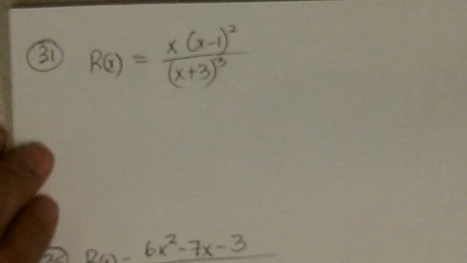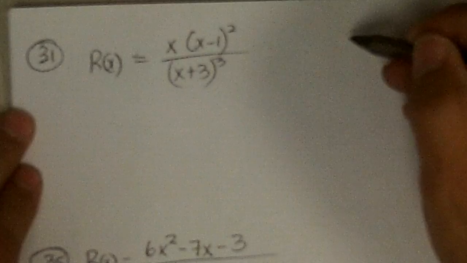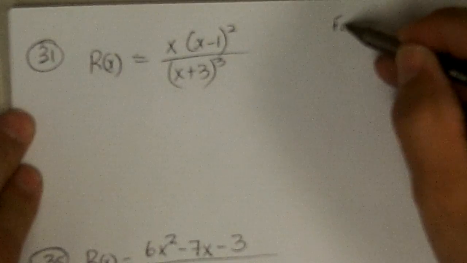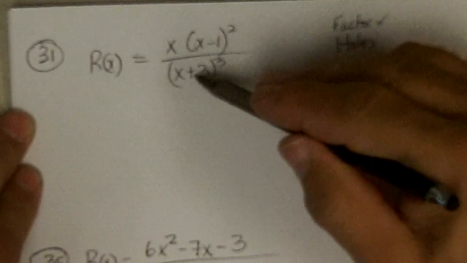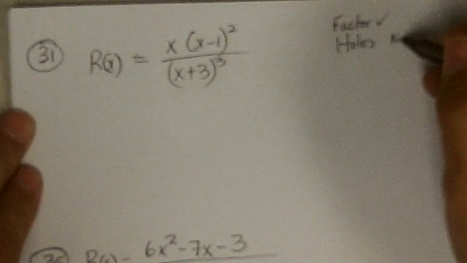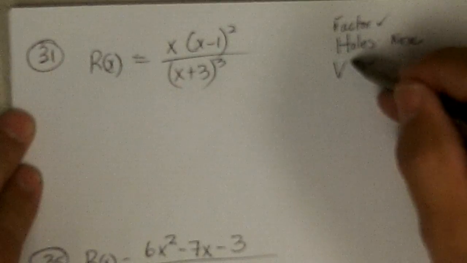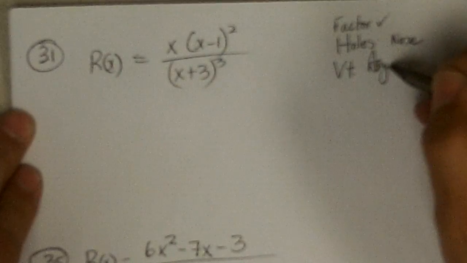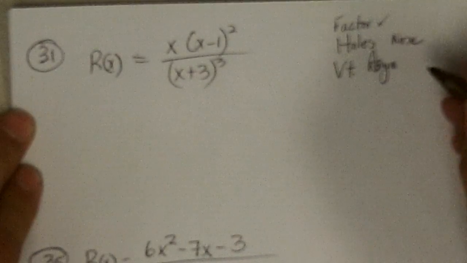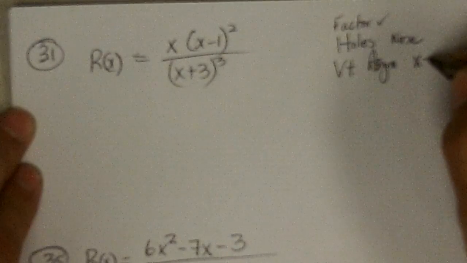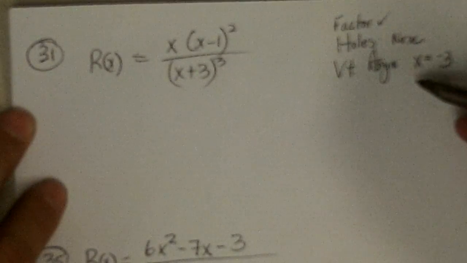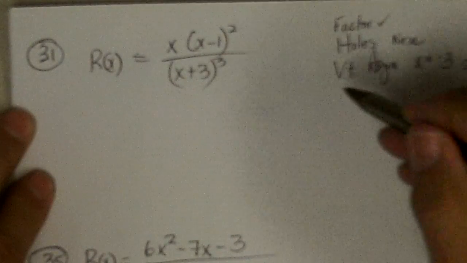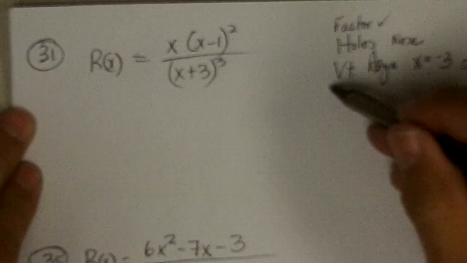That's 20. 31. So, first of all, factor. Well, these are all factored. And are there holes? No matching factors, so none. Then we go to vertical asymptotes. And so it's at x equals minus 3, and it happens 3 times, so it's going to go opposite. And then oblique or horizontal.